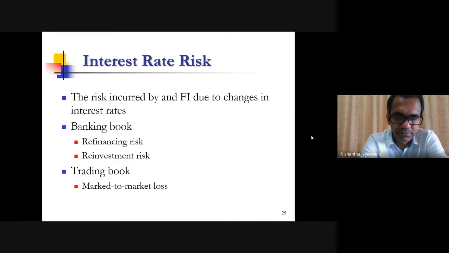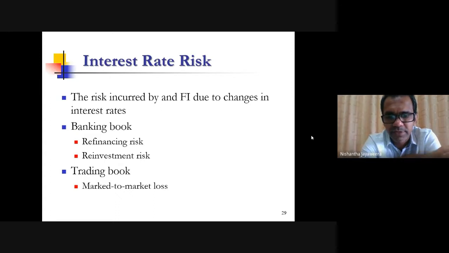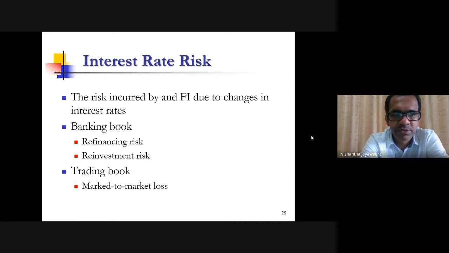The banking book comprises assets which the bank expects or wishes to hold until maturity without reselling them or doing frequent buying and selling. The bank wants to hold those assets until maturity. So most of the loans and other facilities provided by the bank fall into this banking book.